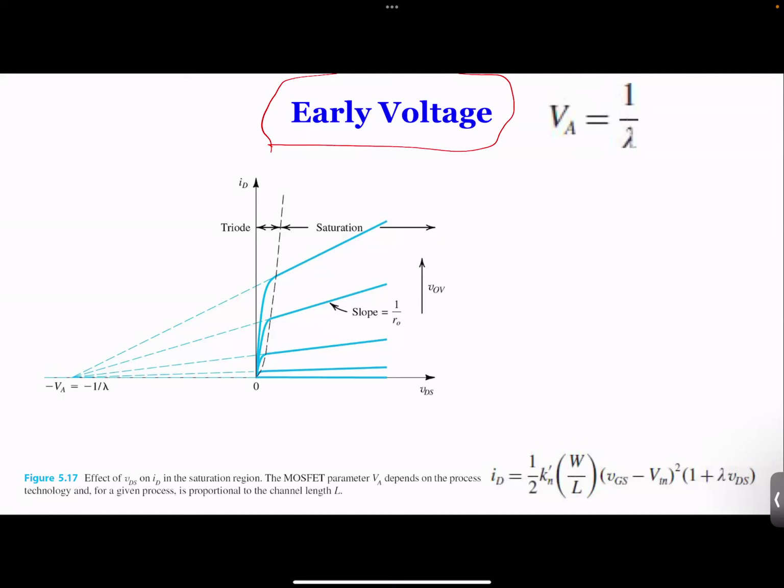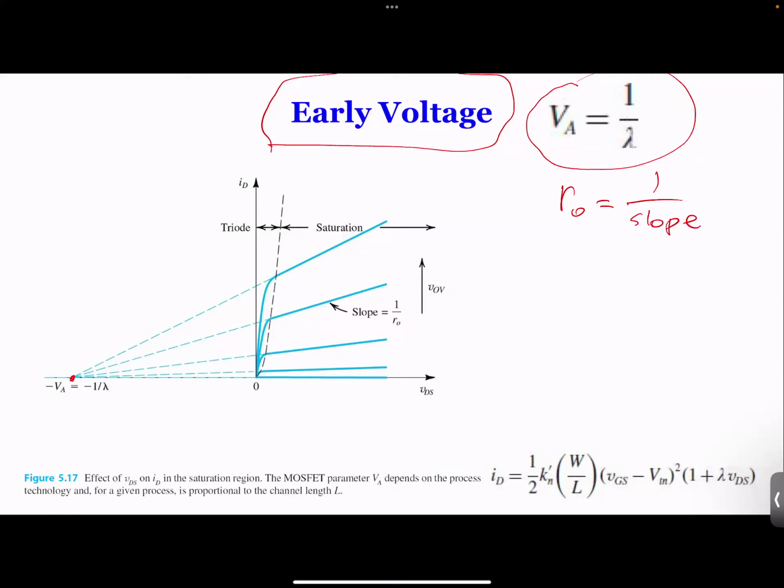The interesting phenomenon is that during the saturation region, the slope of the curve, if you extend that slope, crosses at a single point. And that single point is expressed by VA, which is 1 over lambda. That lambda is the effective length reduction. And if we take that slope and reverse it, we get the resistance. So basically, RO is equal to 1 over that slope.